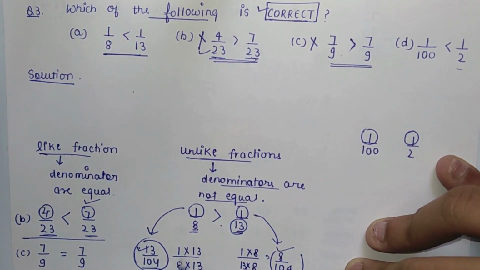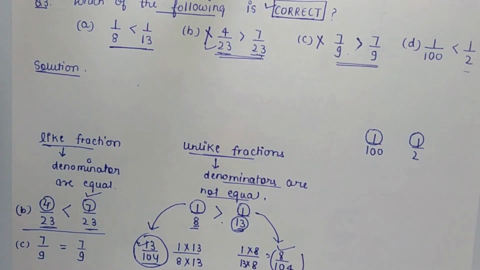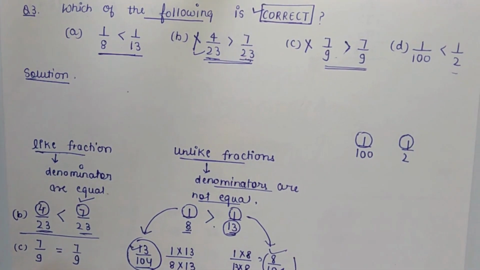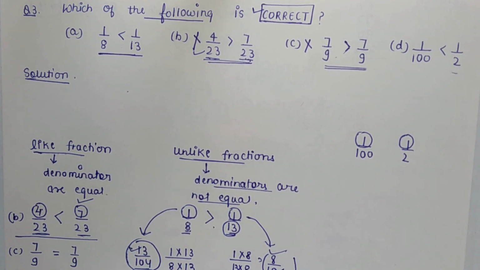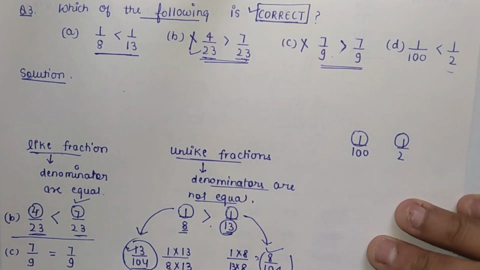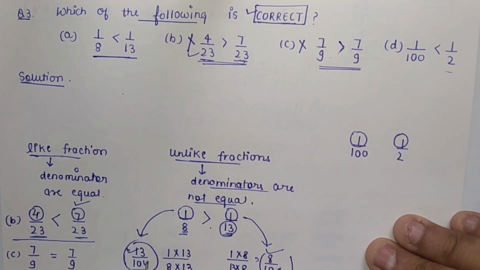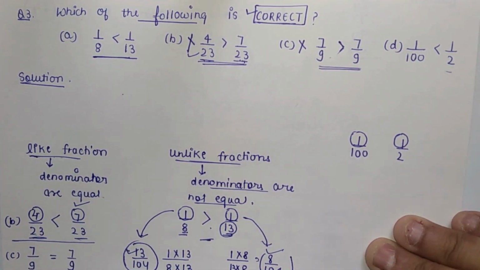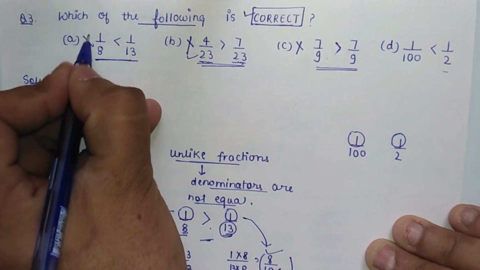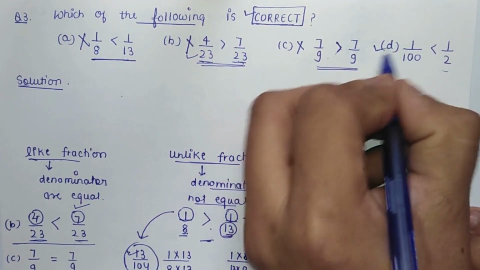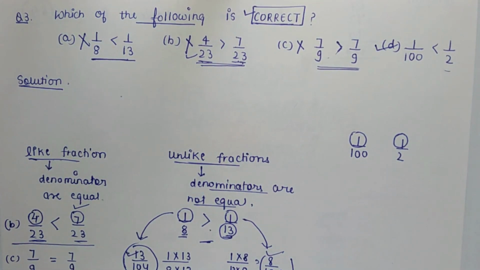So this is obviously greater than. In the case of unlike fractions, if the numerators are equal and the denominators are not equal, then the fraction with the greater denominator will be smaller. So this satisfies this, and we can see how this property holds. So this statement is also wrong. So the remaining statement will be fine. So D will be the correct fraction comparison.